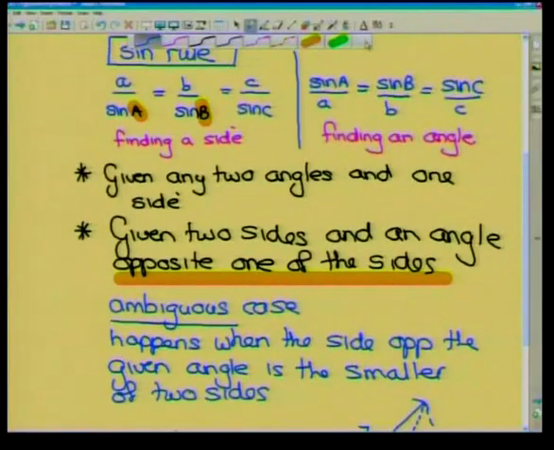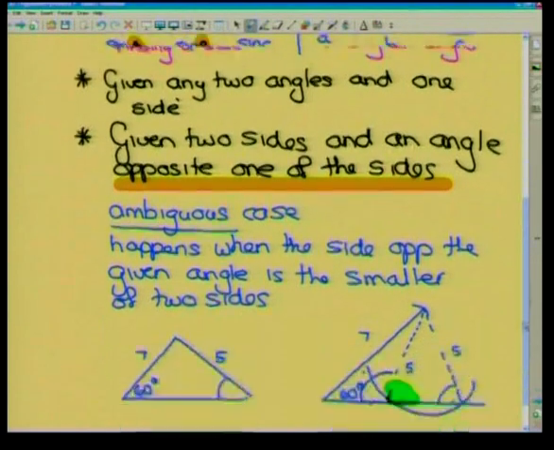Right, let's go across now and have a quick recap. So we have decided we can use sine rule in this form or this form, depending if we are finding a side or finding an angle. And we use it when we're given any two angles and one side, or given two sides and an angle opposite one of the sides. The ambiguous case happens when the side opposite the given angle is the smaller of the two sides.